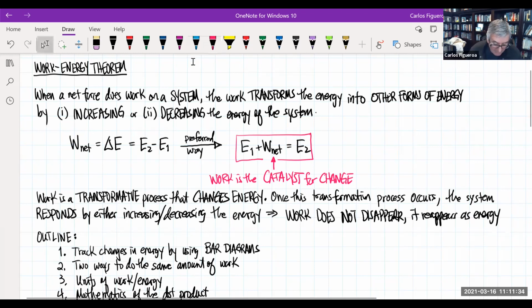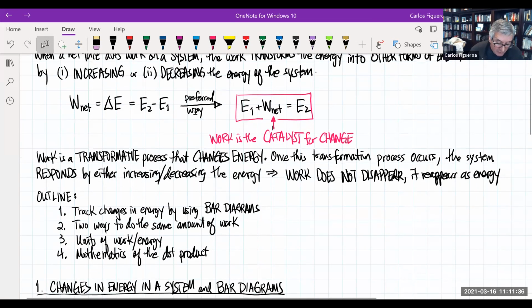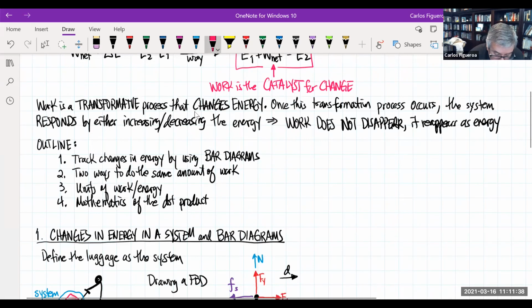And my outline here is that I want to track energy using a bar diagram. I want to look at how work depends on force and displacement and how you could do the same amount of work two different ways. We want to talk about the units of work and energy. And then finally, we want to get into the mathematics of the dot product and what it actually means when we do this.